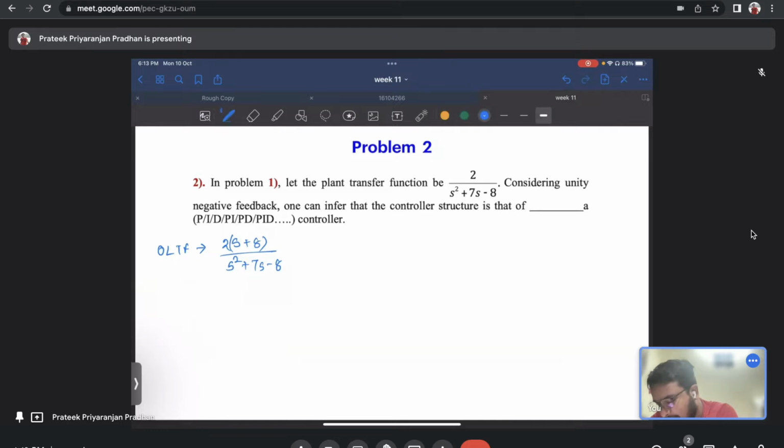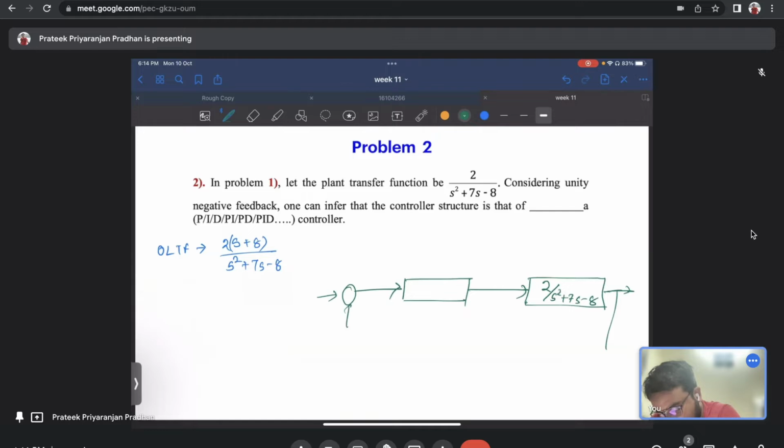Just remember the diagram I had drawn. According to the question, this is the plant transfer function, s square plus 7s minus 8, considering unity negative feedback. Then what is the controller transfer function? Clearly the controller transfer function is s plus 8, because the whole open loop transfer function is this one, so one can infer the controller structure. The controller is s plus 8. So what is its form? It's clearly a PD controller.